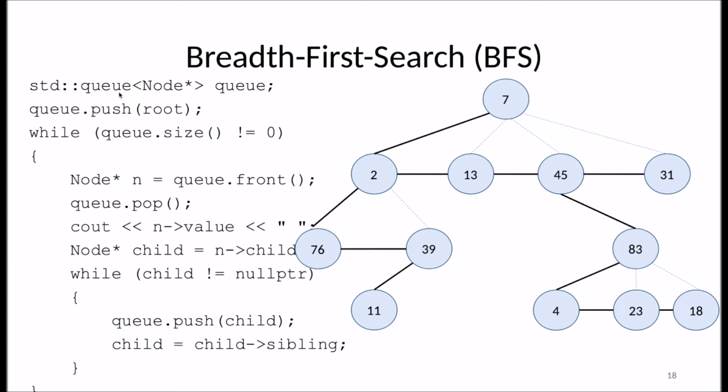In the code, I initially have a queue of node pointers. So those are pointers that point to a node. And the queue initially is empty.